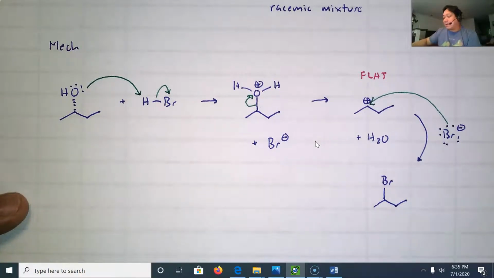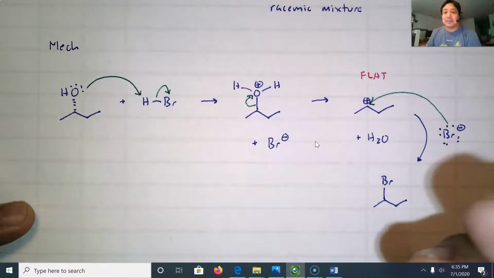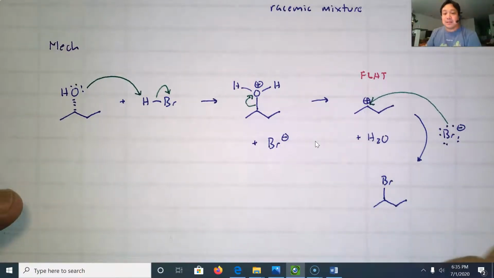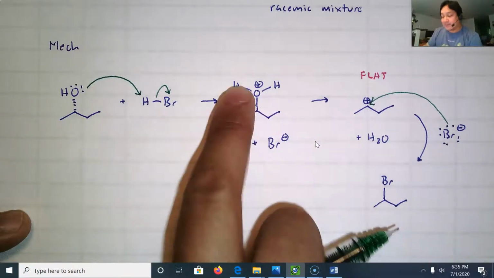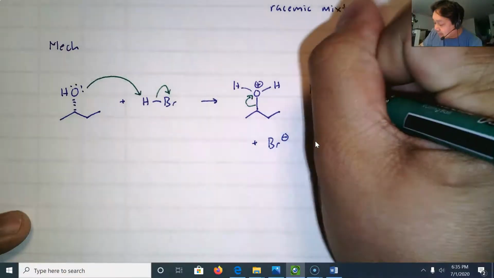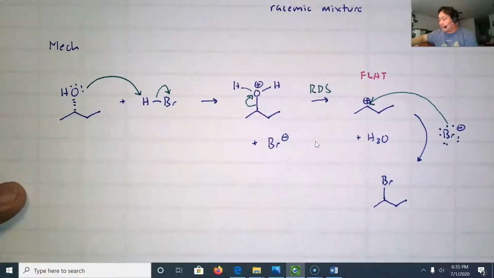What can we label with a mechanism? We could label the rate determining step. For substitution reactions, do you remember that the rate determining step, the slow step, is the step where the leaving group leaves? That's your leaving group. It left. This is your RDS, rate determining step.